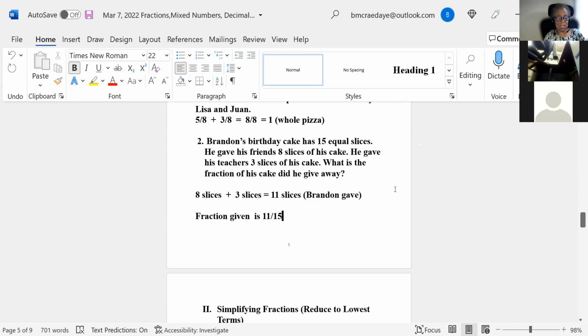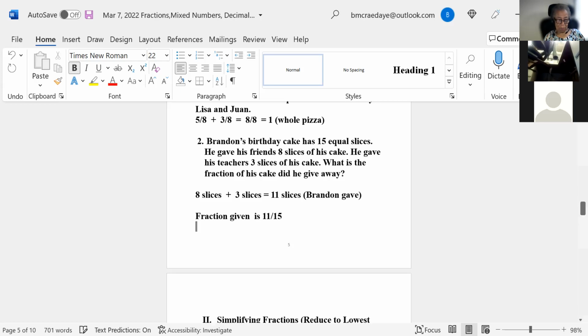So how much did he keep? 4 over 15, right? The fraction kept by Brandon is 4/15. So he gave away 11/15, and 11/15 plus 4/15 equals 15/15, which is the whole cake.